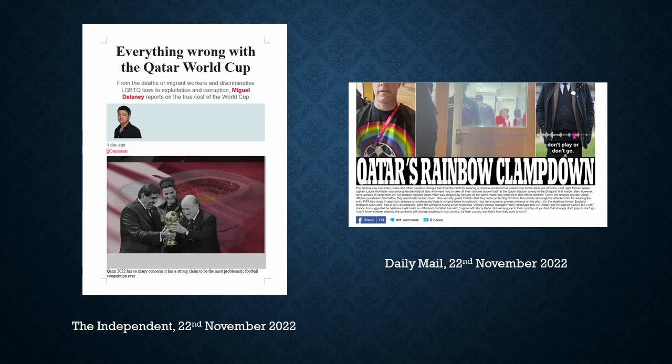The Daily Mail article begins with a short headline, just 3 words, Qatar's rainbow clampdown. And as we've already mentioned, the headline is in capital letters. Not only is it in capital letters, but it uses a word that is particularly provocative. The word clampdown. A clampdown means that something has been banned or forbidden. And what's been forbidden? The rainbow. Why would you forbid a rainbow?